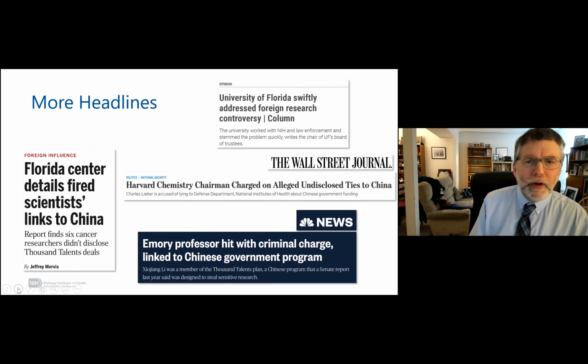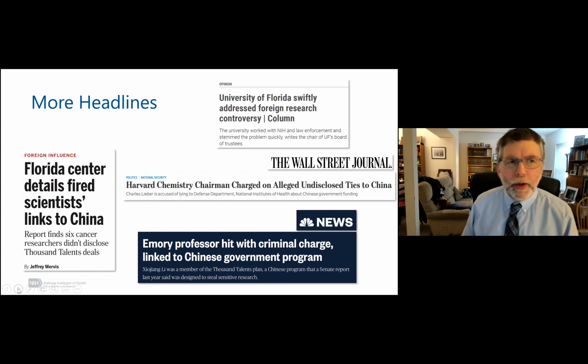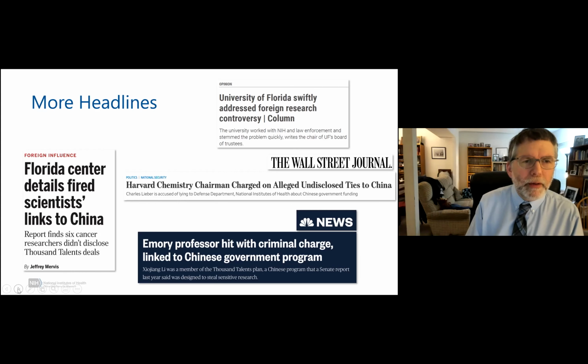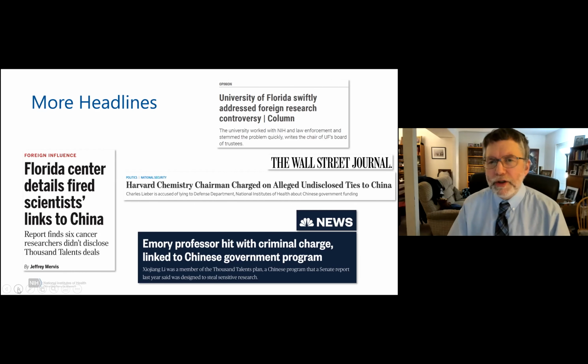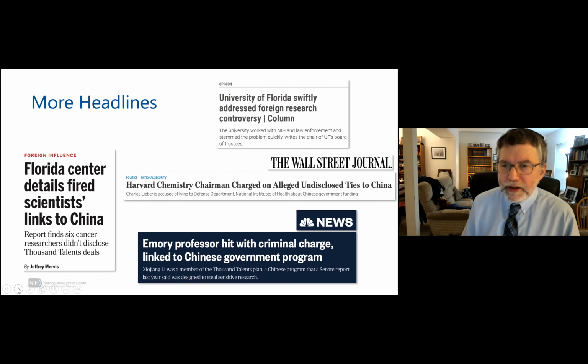We've had scientists who have had jobs in China, such as the Emory person down below, who were making substantial amounts of money. The person at Emory had made at least $500,000 in personal income that was deposited into Chinese bank accounts, never reported to Emory, never reported to the NIH, and never reported to the IRS. He wound up pleading guilty to filing false tax forms. Next slide.